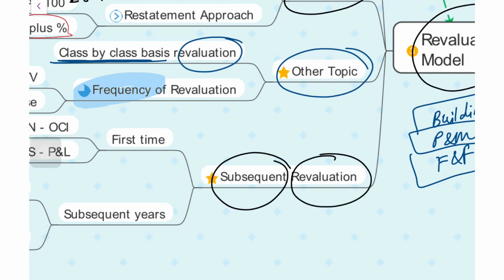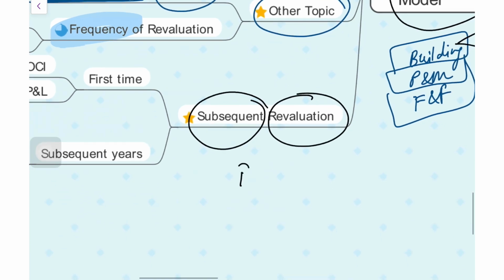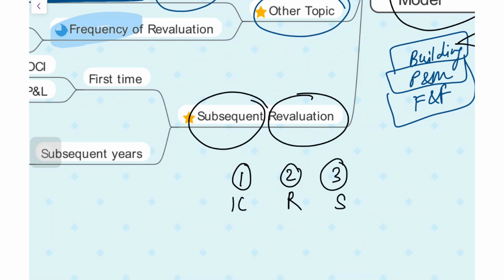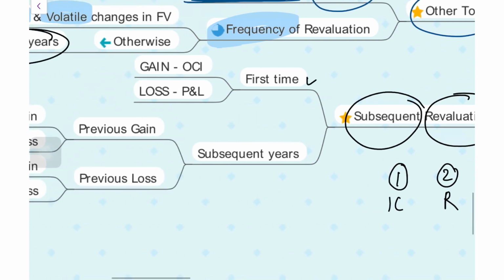Now we have to discuss the subsequent revaluation. Okay, subsequent revaluation means first you record the asset at the initial cost. In the second year you did the revaluation. Now in the third year when you are going to subsequently revalue, how are you going to account for it? That is what we are going to understand.